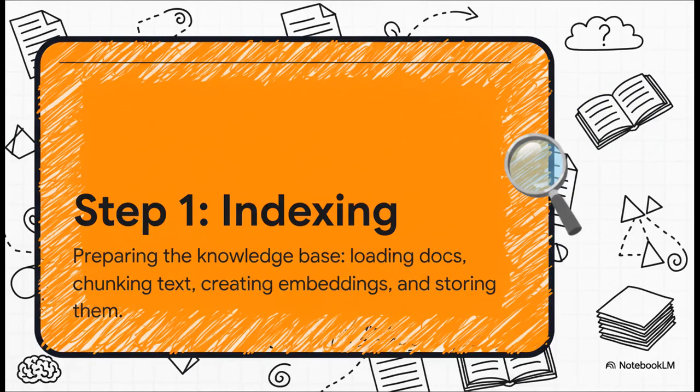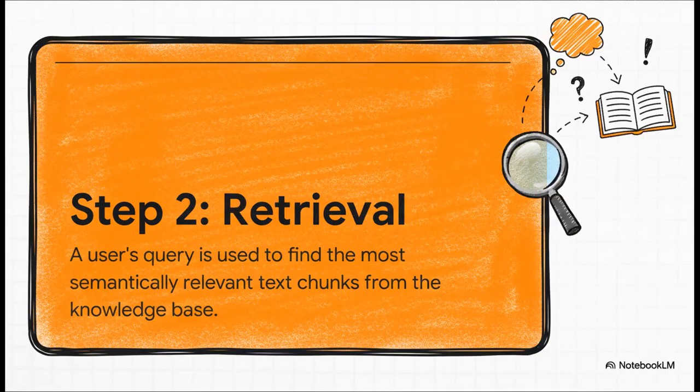Okay, step 1 is indexing. This is the prep work. You take all your documents, your PDFs, your meeting notes, whatever, and you break them up into smaller, bite-sized chunks. Then a cool piece of AI converts the meaning of each chunk into a string of numbers called a vector. You can think of it like a unique numerical fingerprint for that piece of text. All these fingerprints then get stored in a special kind of library called a vector database that's built for super fast searching.